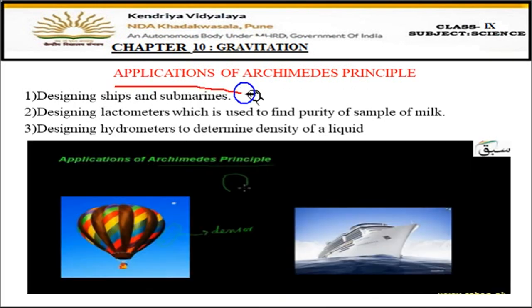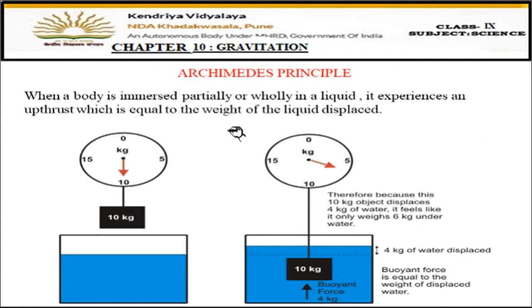Now let us see what the applications of Archimedes principle are, where this concept is used. So it is used in designing ships and submarines. Fine. So what is it according to Archimedes principle? The more the weight of the object or the more water it displaces, the more will be the buoyant force, right? What we have learned is that the more the weight of the liquid displaced, the more will be the upthrust, because this upthrust and the weight of the liquid displaced are equal, right?